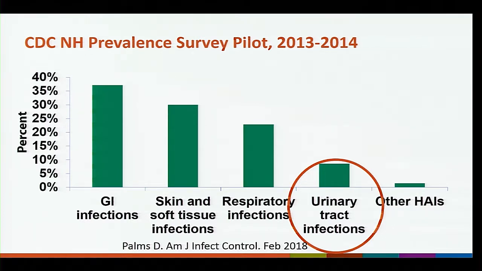What's interesting here is that when they looked at those that met the surveillance definition and those that were treated, there was a really big discrepancy. So I think it was 50 patients or so, or residents, were on treatment for urinary tract infection, whereas only 6 actually met that definition. So a pretty big gap there.